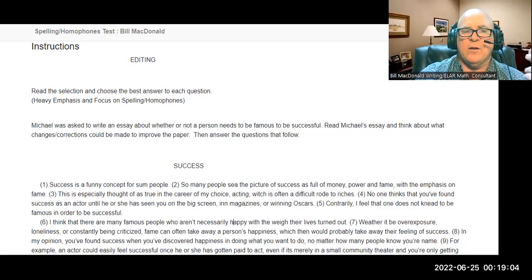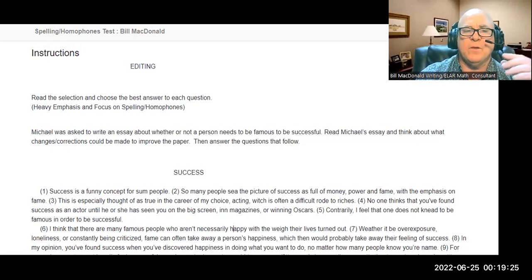there are several choices where the correct answer is not a homophone. It's not a word that sounds the same but looks different. But let me just go ahead and read you the directions.